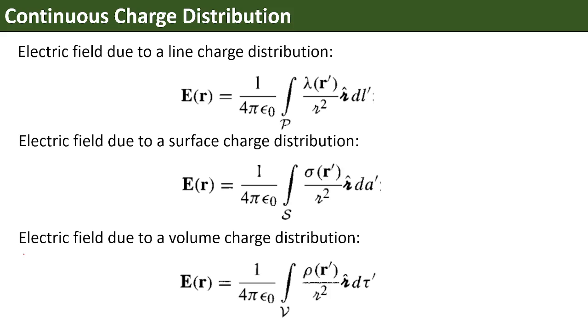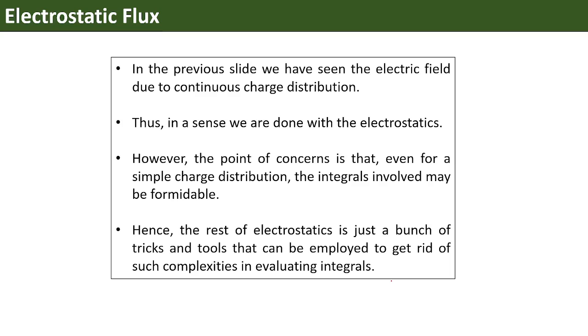So in the previous class, we talked about the continuous charge distribution. Like if we have a line charge distribution, a surface charge and a volume charge distribution, then how exactly to calculate the electric field, and we have come to know that these are the equations which will help us to get the electric field. Now in a sense, we are almost done. If we have to talk about electrostatics, then this much is sufficient for us because we have already evaluated the electric field, which is the prime question of concern. Thus, in a sense, we are done in electrostatics.